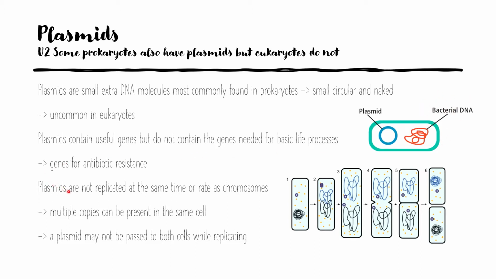Plasmids are not replicated at the same time or rate as chromosomes. So this gives rise to multiple copies being present in the same cell, and a plasmid may not be passed to both cells while replicating.